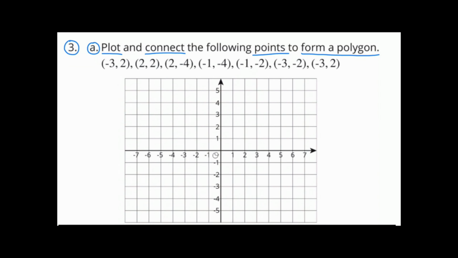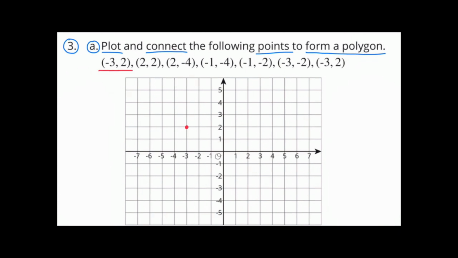Number 3. A. Plot and connect the following points to form a polygon. Here you can see I plotted -3, +2 by moving 3 places to the left along the x-axis horizontally, and then 2 places vertically along the y-axis.